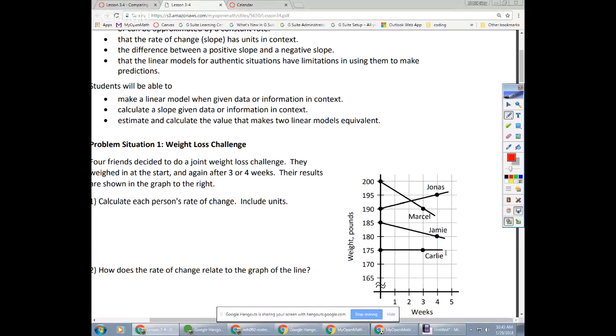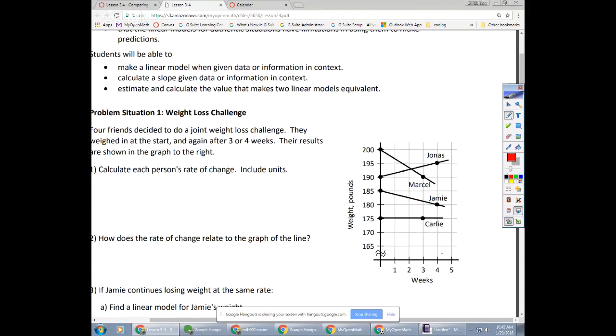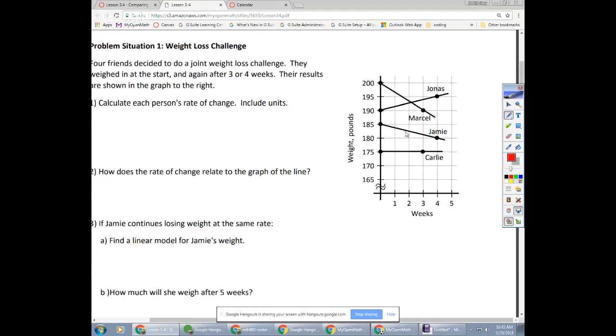Yeah, there's no rise, so there's a zero rate of change there. So we're going to play around with this. We're going to try and come up with some models like we did with those previous problems that we worked on, just with slightly bigger numbers.